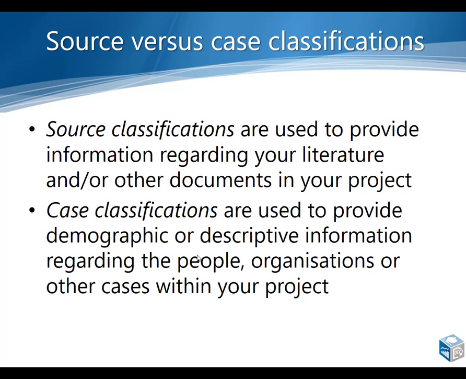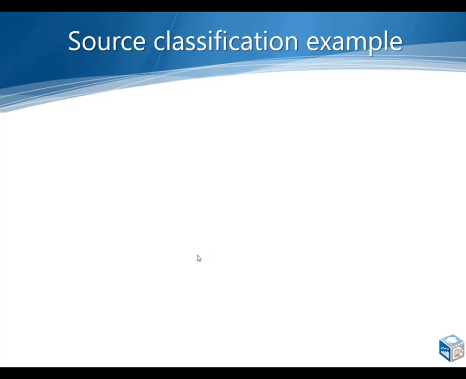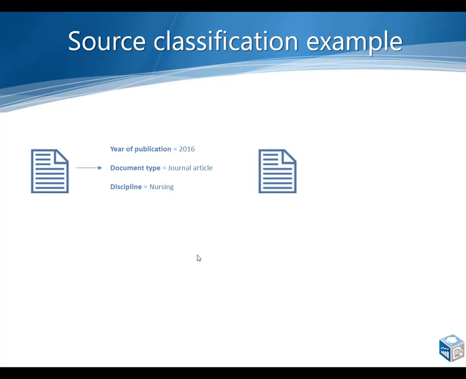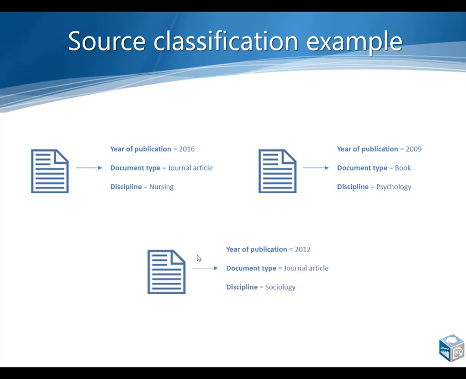Now it's a little bit of a tricky distinction to understand, so I'd like to take a look at an example of each of those. So let's say you had a literature review project, and each piece of literature you work with will have particular characteristics that can be assigned to it, such as the year of publication, the type of literature it is, and perhaps what discipline the authors are from. NVivo allows you to assign a classification to each piece of literature, and within that you can assign something called attributes to reflect these different characteristics.